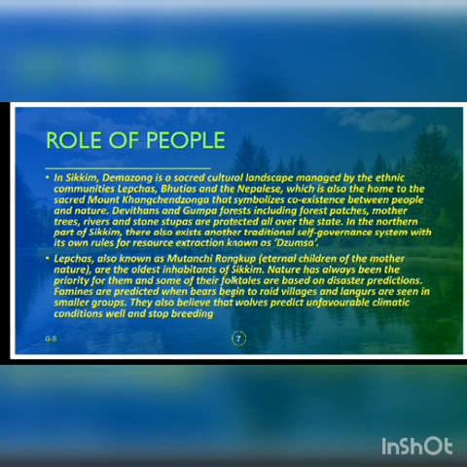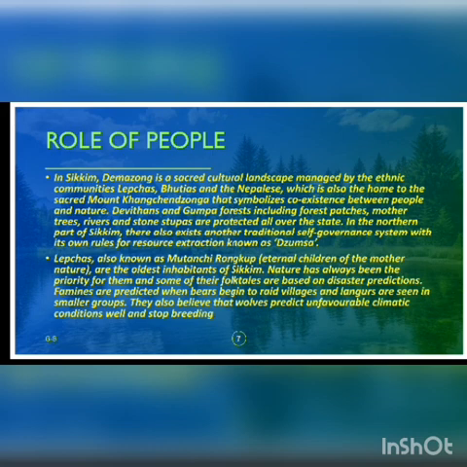Role of people. In Sikkim, the Demazong is a sacred cultural landscape managed by the ethnic communities Lepchas, Bhutias and the Nepalis, which is also the home of the sacred Mount Kanchenjunga that symbolizes coexistence between people and nature. Devithans and Gumpa forest, including forest patches, mother trees, rivers and stone dupas are protected all over the state. In the northern part of Sikkim, there also exists another traditional self-governance system with its own rule for resource extraction known as the Dzumsa.